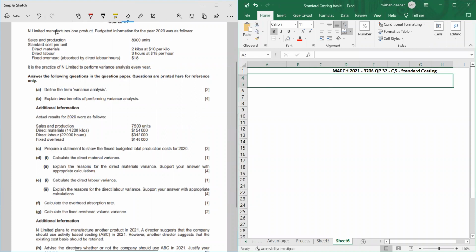So as you can see, we are given the budgeted information and then there are the following questions. So let's start without wasting any time. Define the term variance analysis.